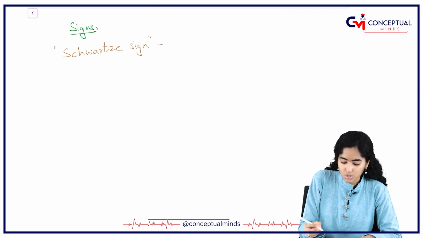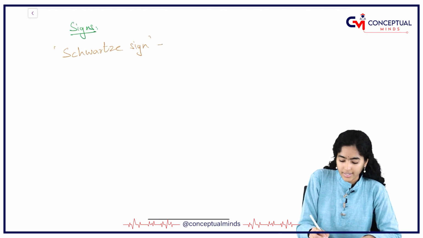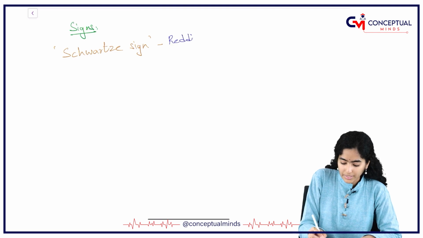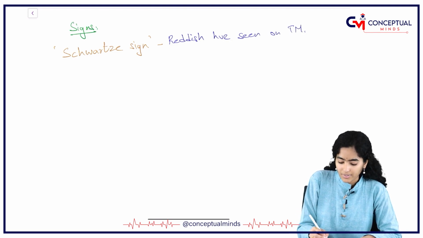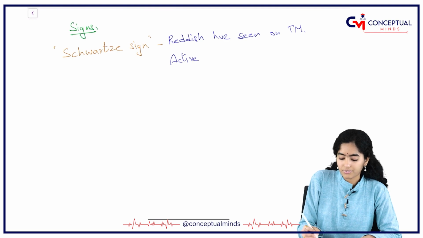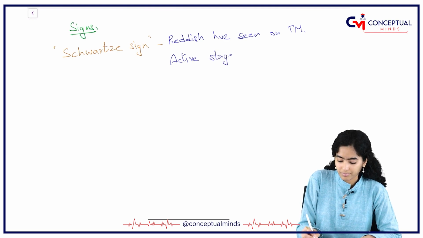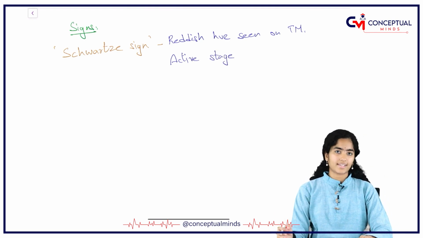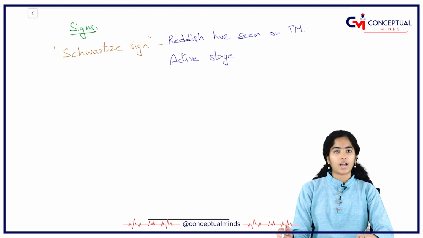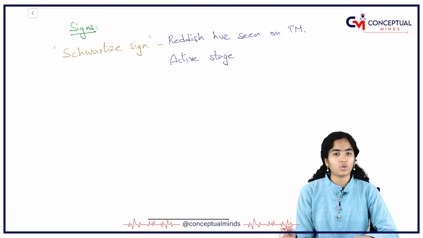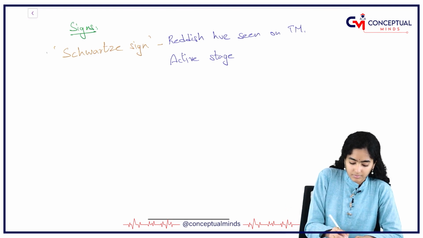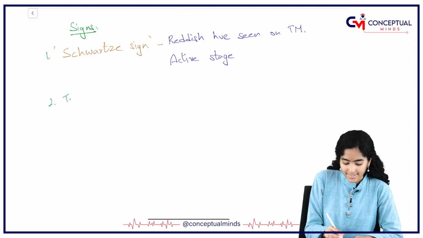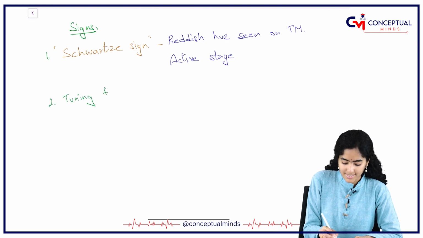What exactly is Schwartze sign? It is the reddish hue that is seen on the tympanic membrane when it is seen in the active stage of the disease. This is one sign that we observe, and then we proceed after the examination. We proceed on to do the tuning fork tests. And let us see what the tuning fork test results are like.